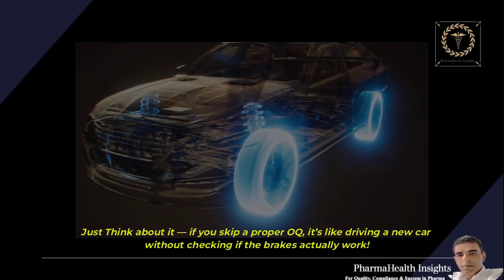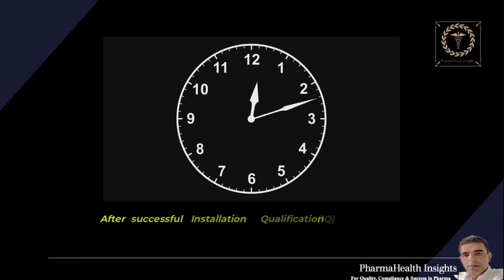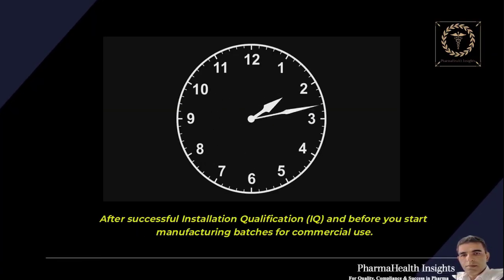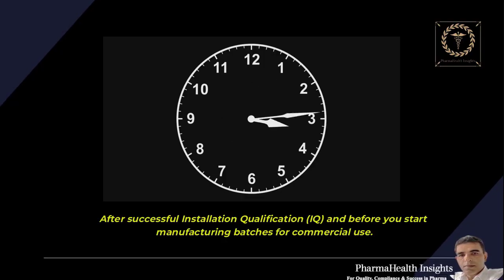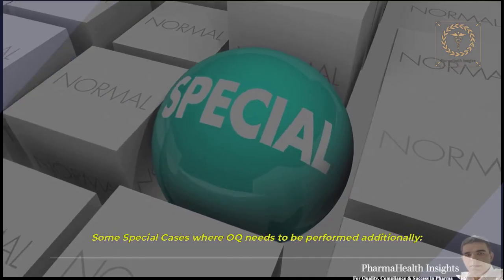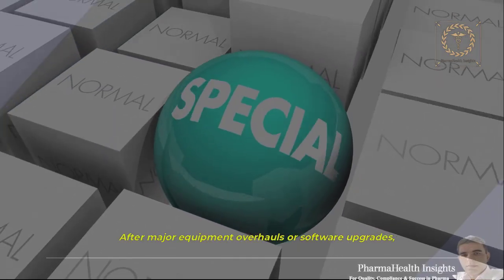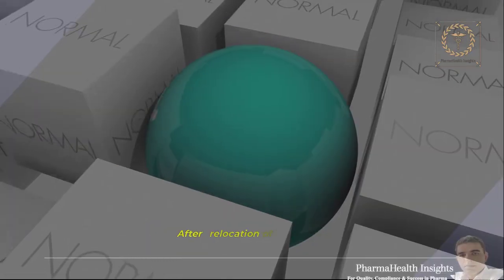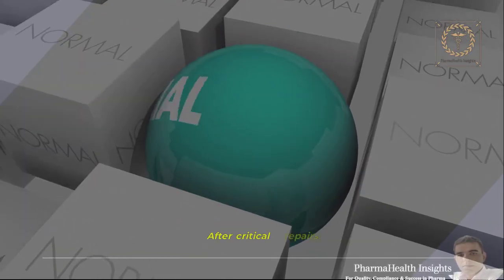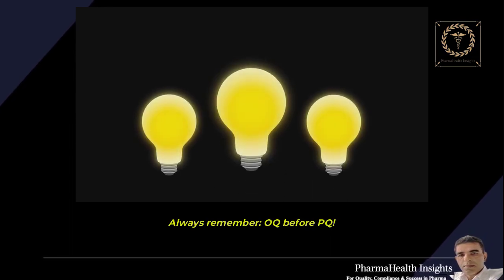When should operational qualification be performed? After successful installation qualification, IQ, and before you start manufacturing batches for commercial use. Some special cases where OQ needs to be performed additionally: after major equipment overhauls or software upgrades, after relocation of equipment, after critical repairs. Always remember, OQ before PQ.